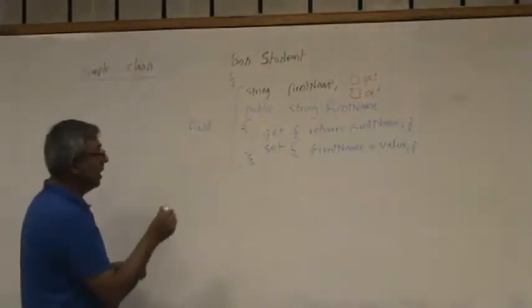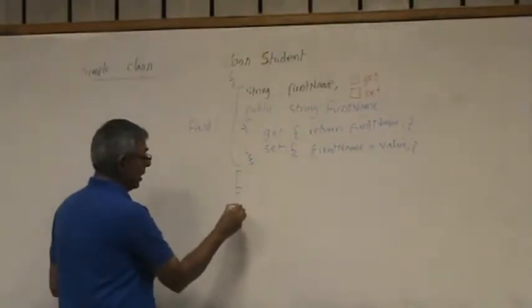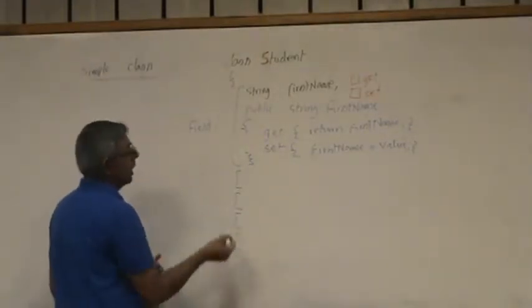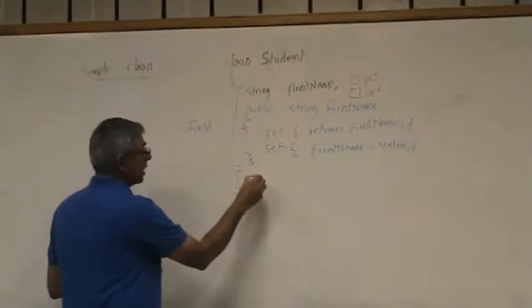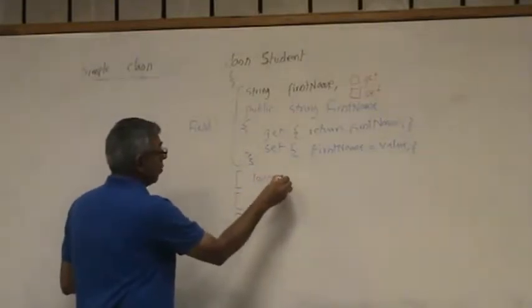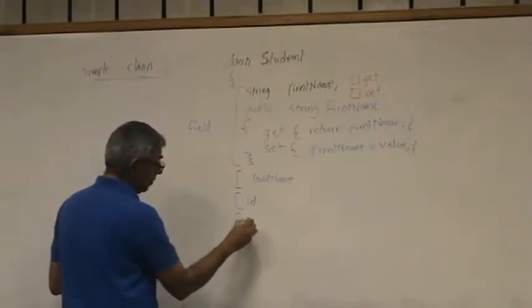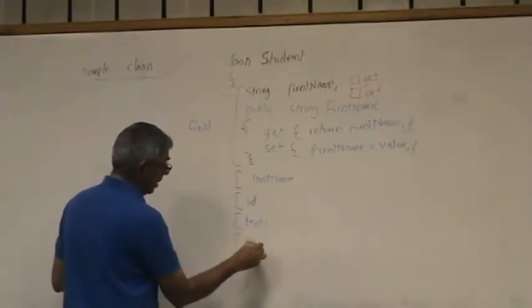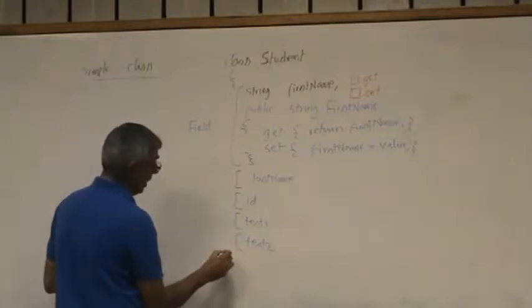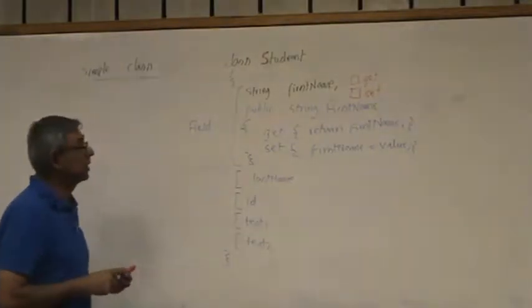Very similarly, how many fields did we create over here last time? We created a field called last name. We created a field called ID, test1, test2, right? So let's pretend every student has these 5 fields, right?